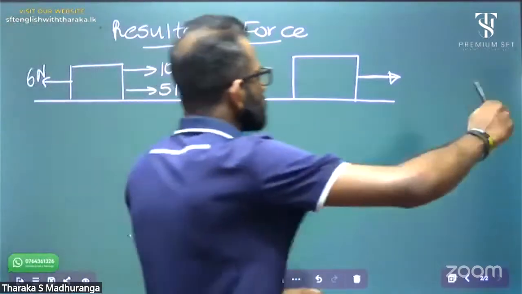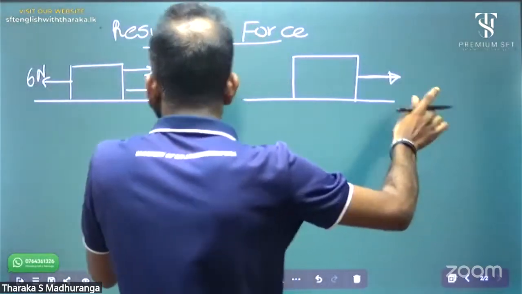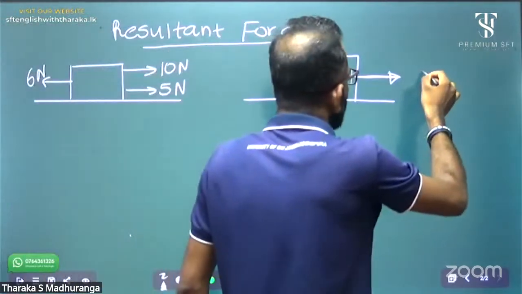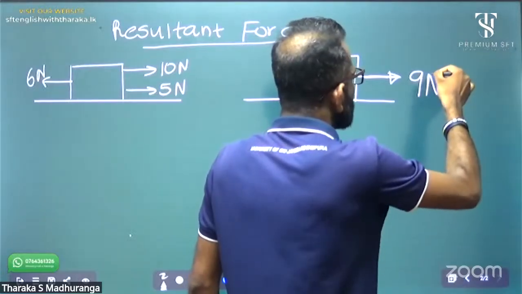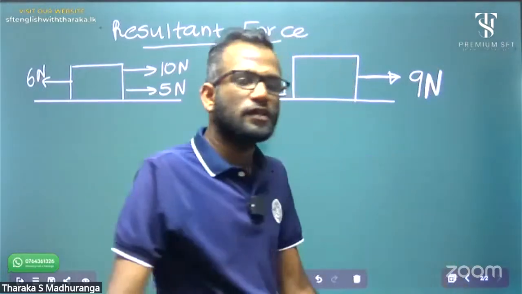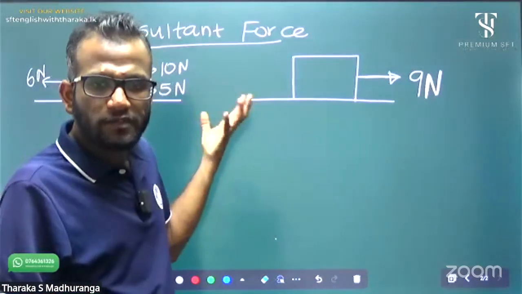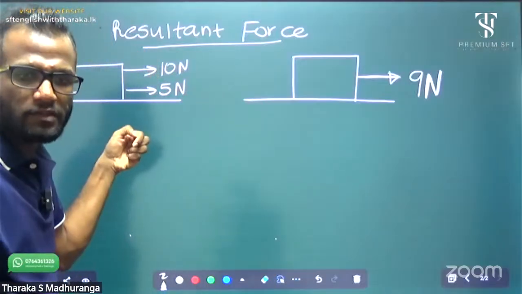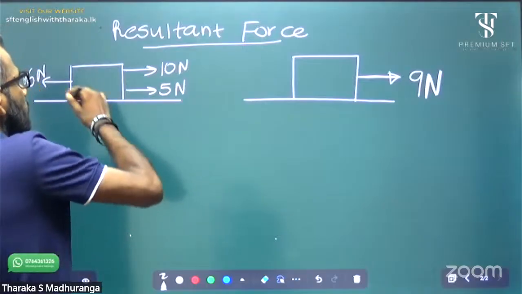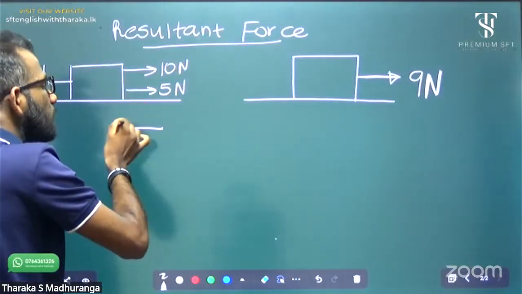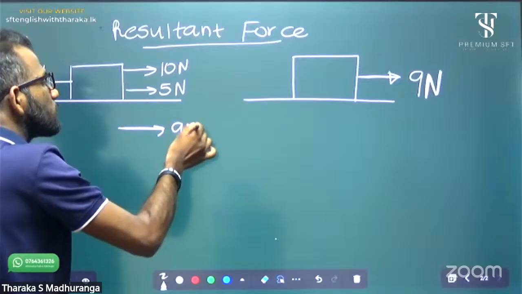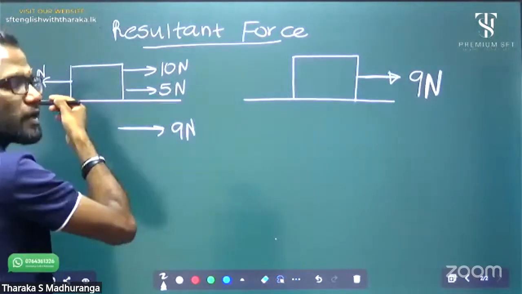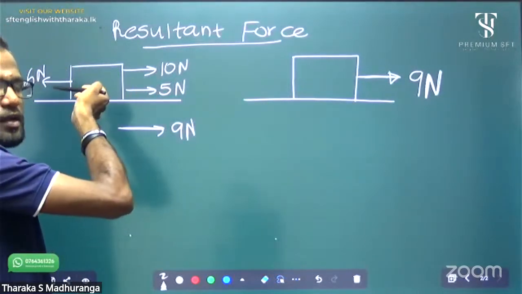Okay, a single force. Think, if I apply 10 plus 5, it is 15. 15 minus 6, if I apply 9 Newton force to the right side, it is a single force instead of this force system, doing the same work as the force system. That's a rule. Think what happened with these three forces. Actually 9 Newton force acts to the right, because 10 plus 5, 15 Newton acts to the right, and 6 Newton acts to the left.